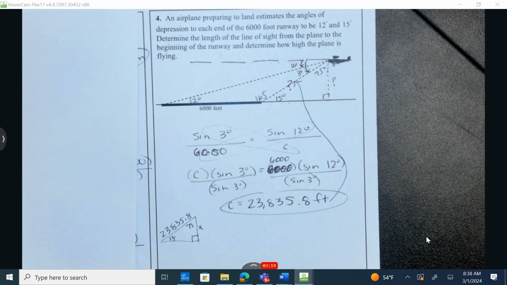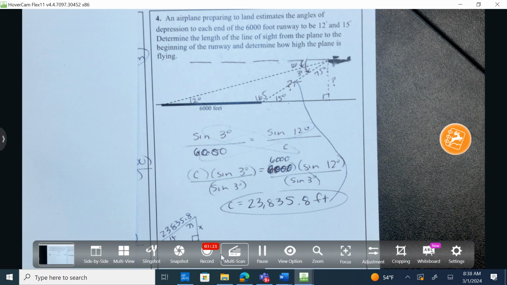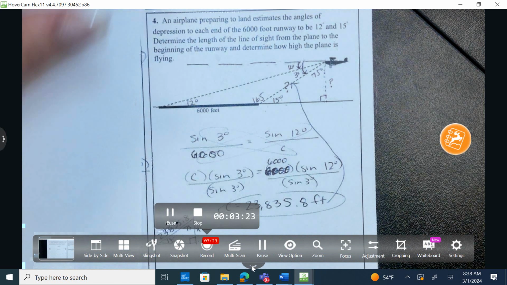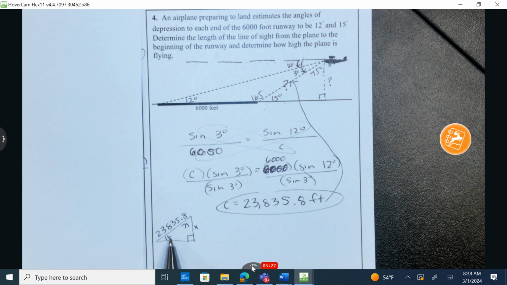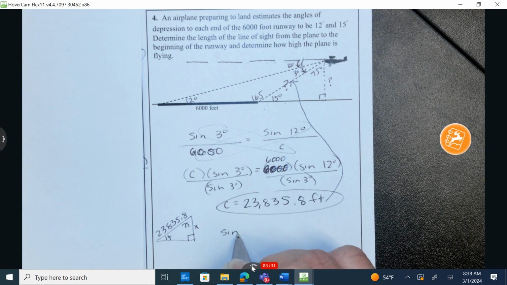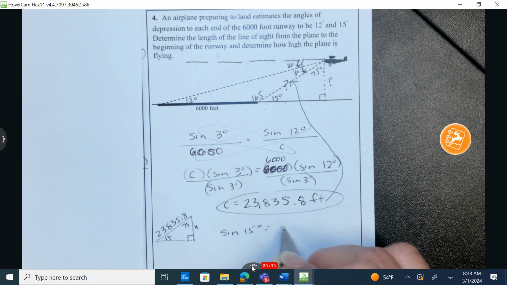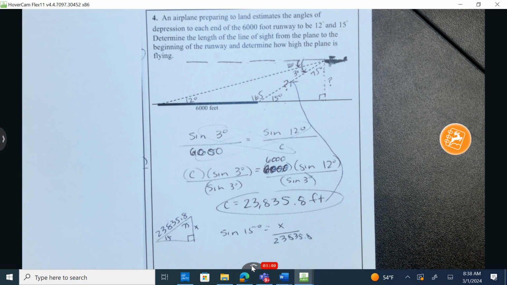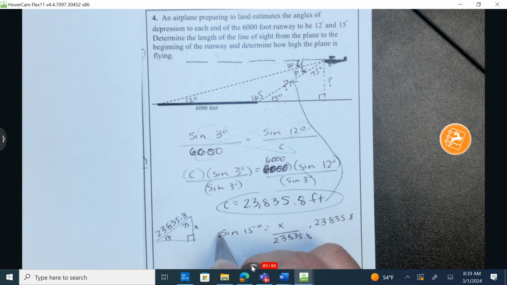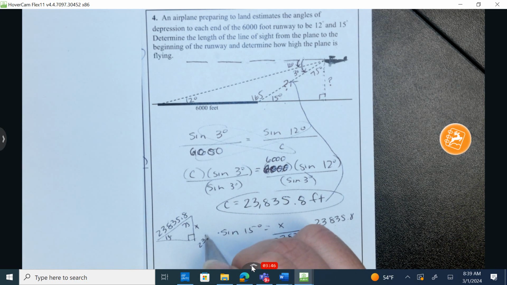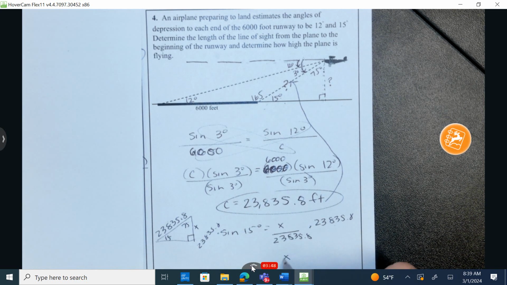Okay, so what can we do now? Let me push this paper up. I am going to choose to use one of our primary trig functions: opposite over hypotenuse. So I'm going to choose to do the sine of 15 degrees equals the opposite over the hypotenuse. Now to isolate that x, we'll multiply both sides by this length, and I'll isolate the x.